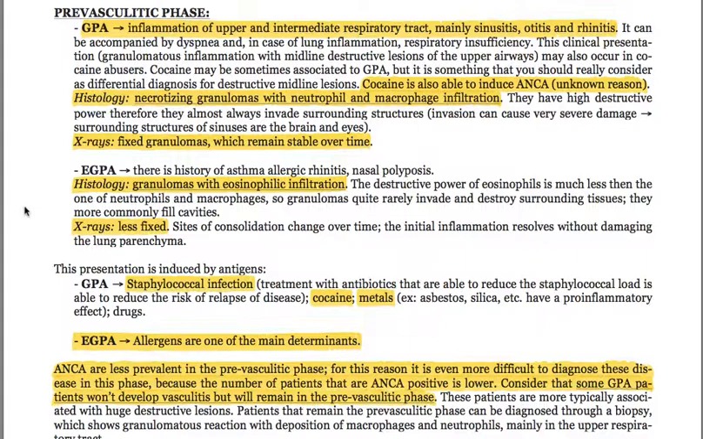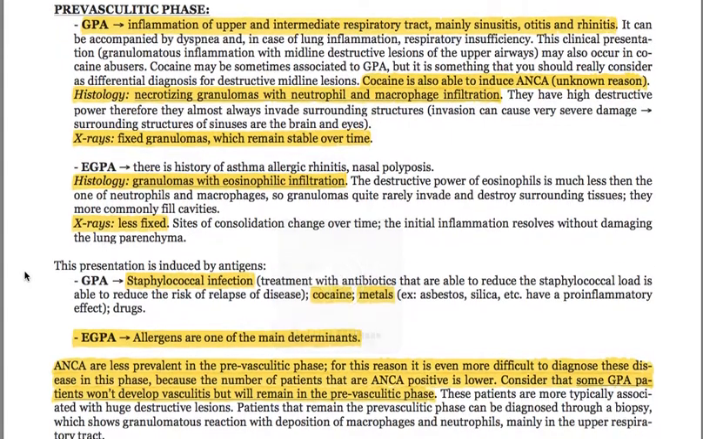Eosinophilic granulomatosis with polyangiitis. Here we have a history of asthma, allergic rhinitis, and nasal polyposis. At histology, we have granulomas with eosinophilic infiltration. The destructive power of eosinophils is much less than that of neutrophils and macrophages, so granulomas quite rarely invade and destroy surrounding tissues. They more commonly fill cavities. At X-rays, they are less fixed, so sites of consolidation change over time. The initial inflammation resolves without damaging the lung parenchyma.